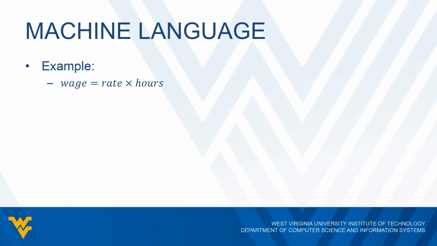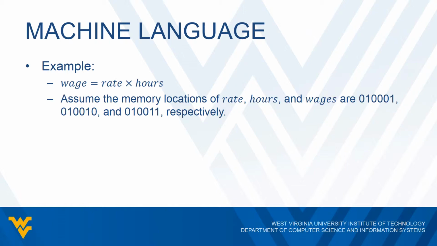Now in order to do these computations, we have to have these values stored in memory somewhere. So we're going to make a couple of assumptions of the exact memory addresses in this case. Let's just suppose that the rate is stored at address 010001, the hours is stored at address 010010, and the wages is stored at address 010011. So yes, remember, the addresses are expressed in binary. We're dealing with machine languages, so everything is done in ones and zeros.